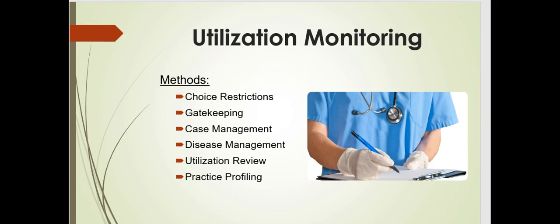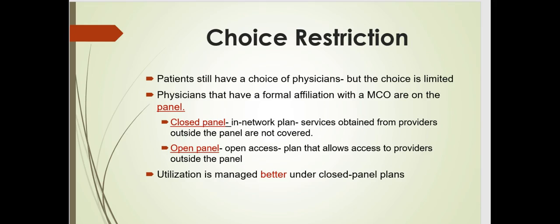So here we go. The first one is choice restrictions. So with choice restriction, here I'll even jump to the following slide so it doesn't get too confusing for you guys. Patients still have a choice of physicians, but the choice is limited. So in choice restriction, it actually indirectly controls utilization. Physicians that have a formal affiliation with a managed care organization are on the panel. So we have a closed panel, which means closed access in network. So services can be obtained only from providers affiliated with the plan.